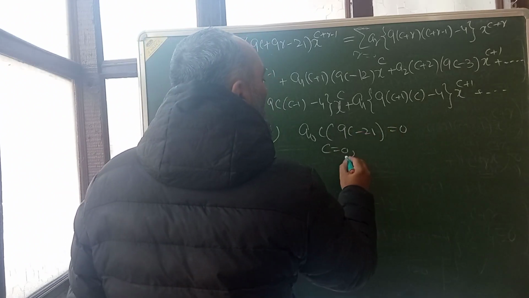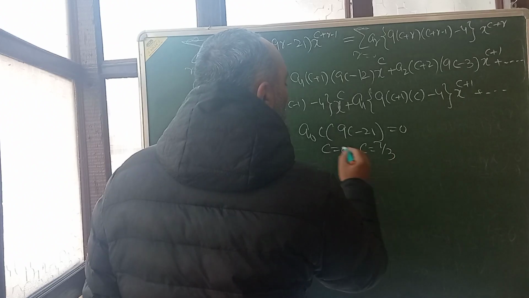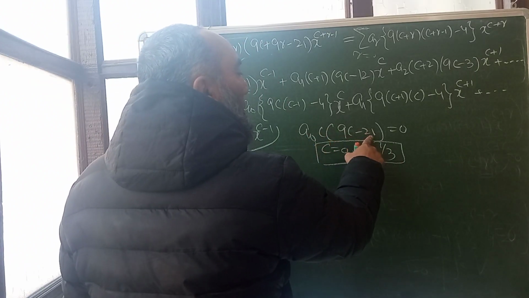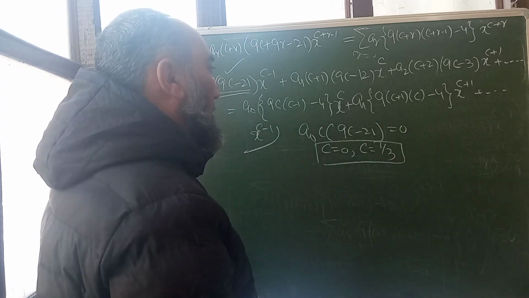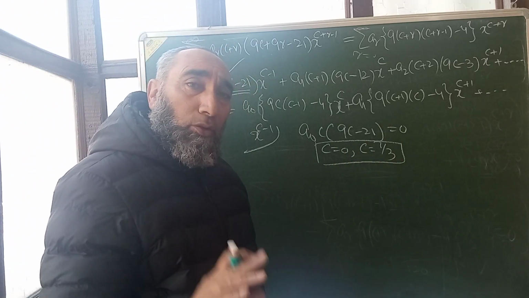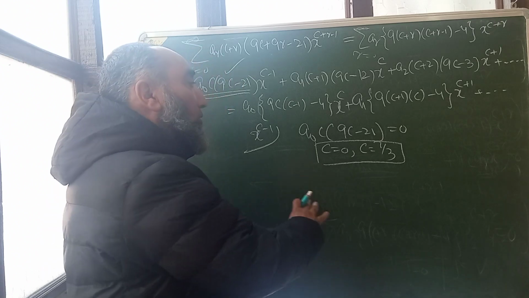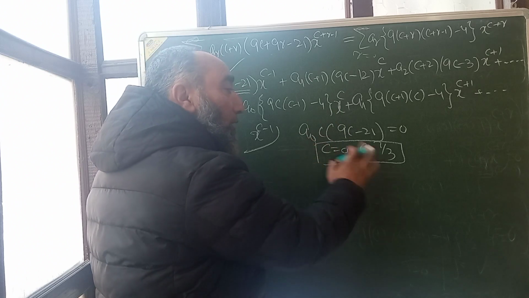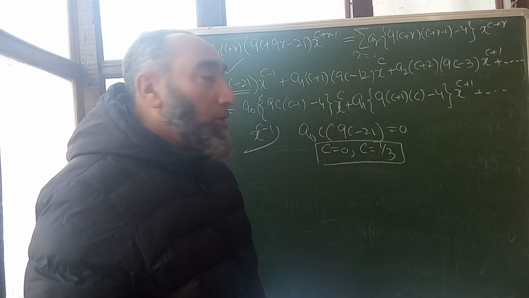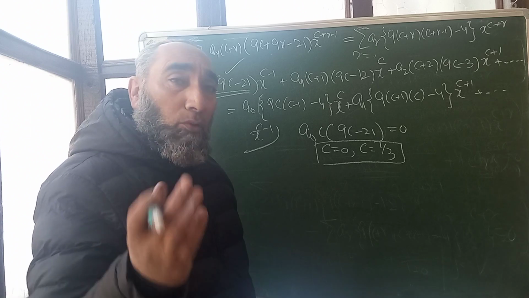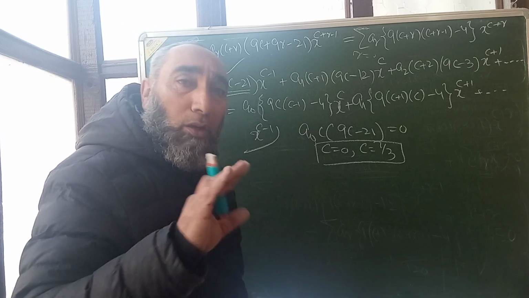This gives C is 0 and C is 7 by 3. I can take 3 outside. This is 3C minus 7, so 7 by 3. Okay, this is it. You have got the values of C, two different values of C. This is the initial equation. This is the quadratic, known as the initial equation. Its roots are known as roots of the initial equation. You have got two roots, C equals 0, C equals 7 by 3. These are roots. They are different and they are not differing by an integer.